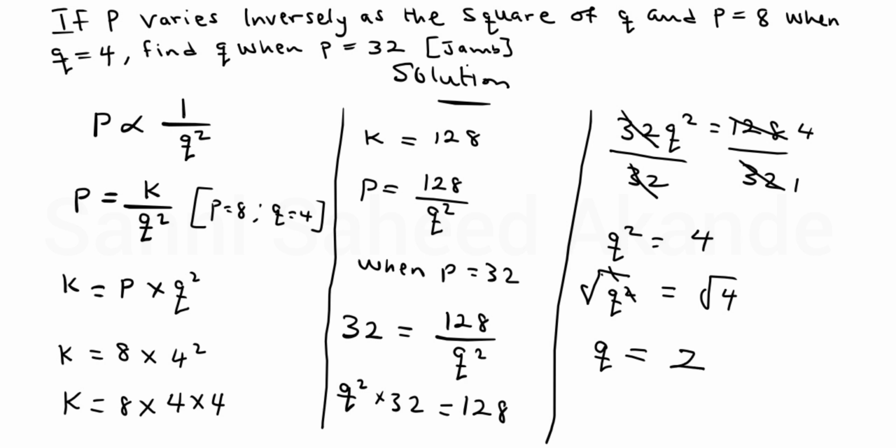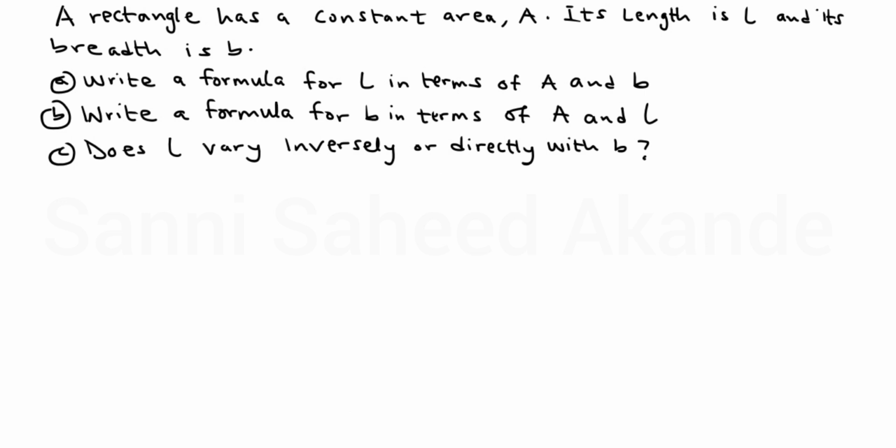The question says a rectangle has a constant area A, its length is L, and its breadth is B. A, write a formula for L in terms of A and B. Then B, write a formula for B in terms of A and L. And question C says, does L vary inversely or directly with B? Now let's solve this question together. Solution.